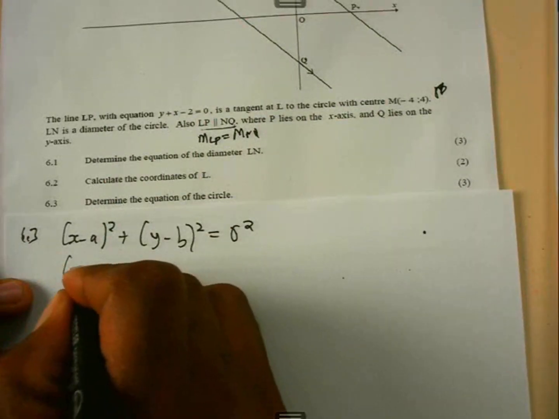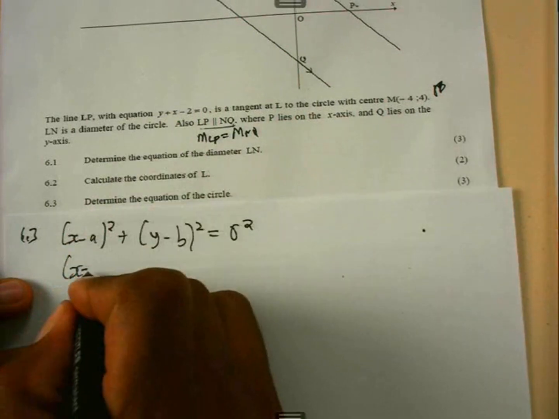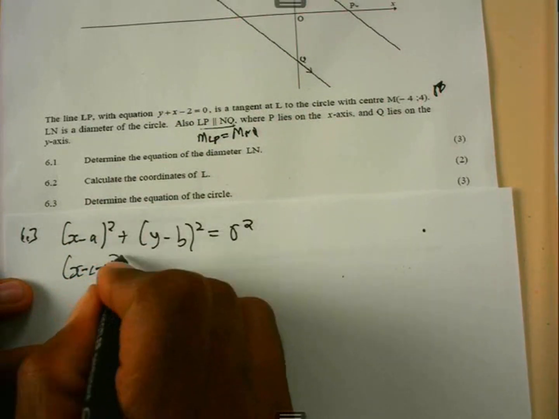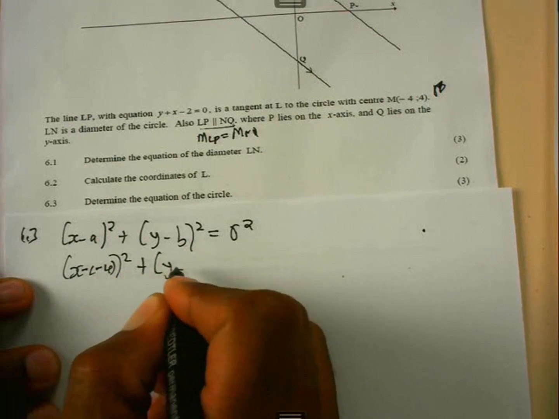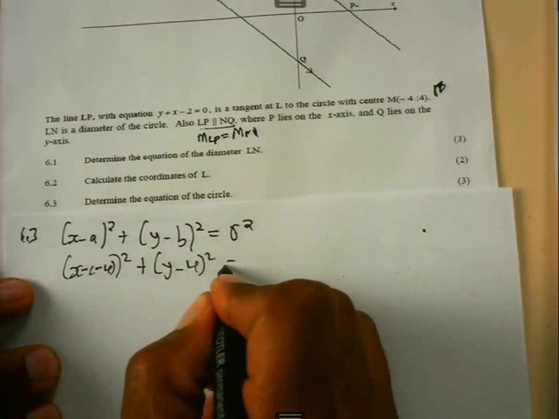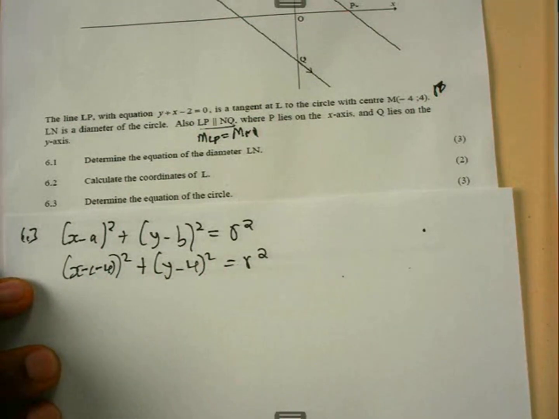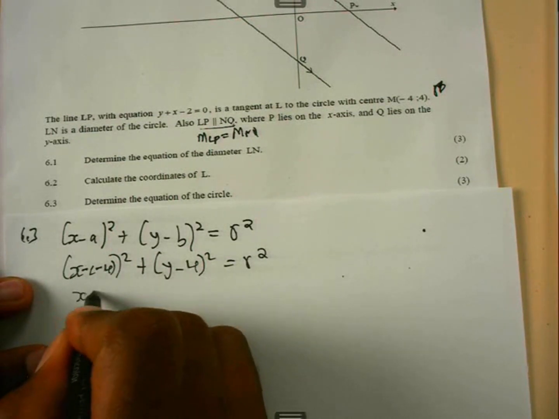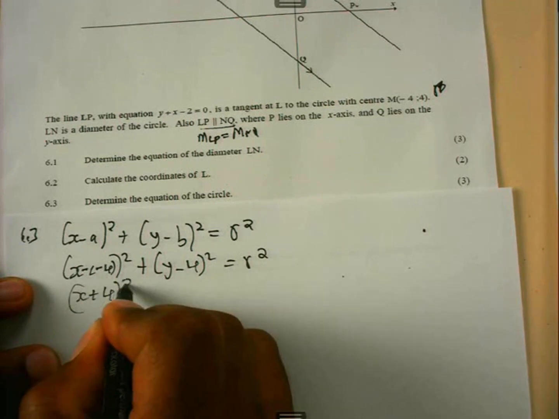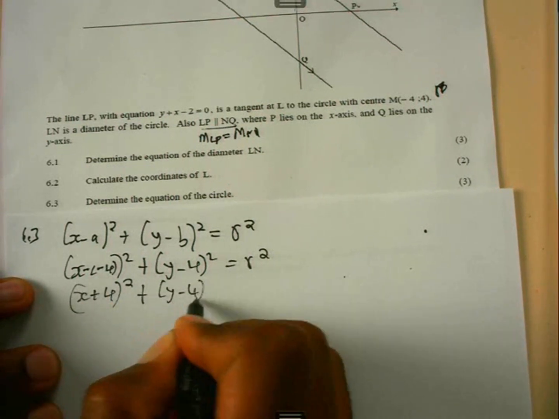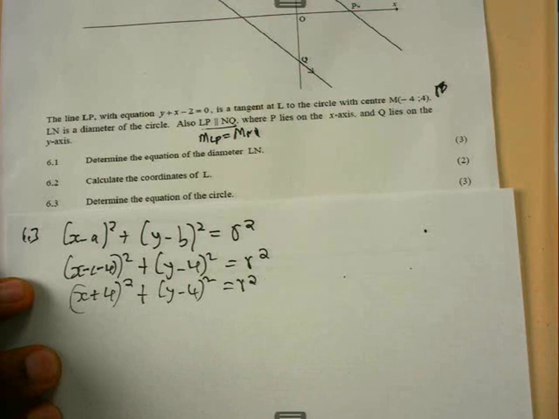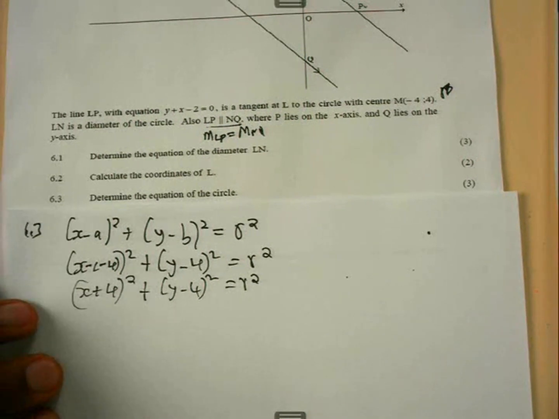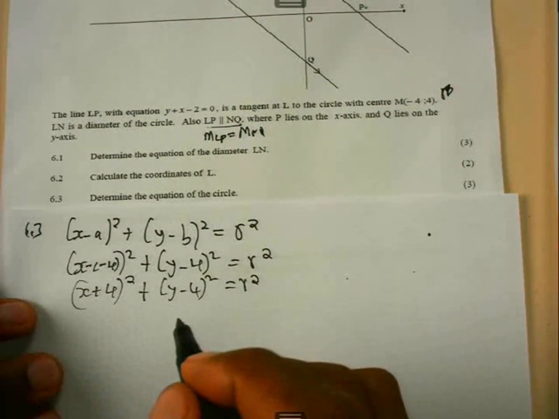That will be x minus our a, which is minus 4, all squared, plus y minus 4 all squared, is equal to r squared, right? Now when I simplify this one, it's going to be negative times negative. That is a positive 4 all squared plus y minus 4 all squared is equal to r squared. Good. Now from here we are happy with everything.